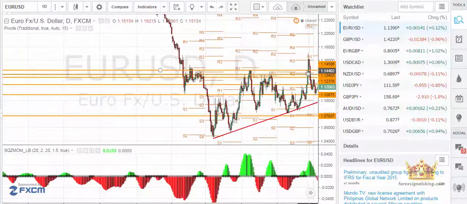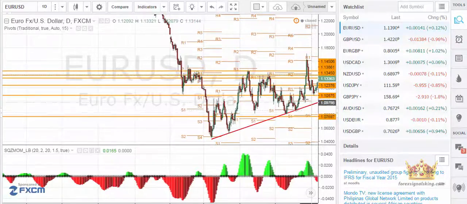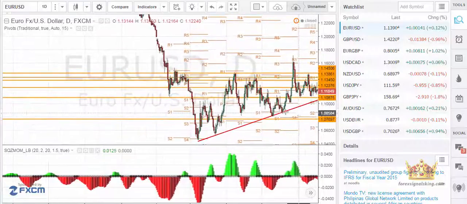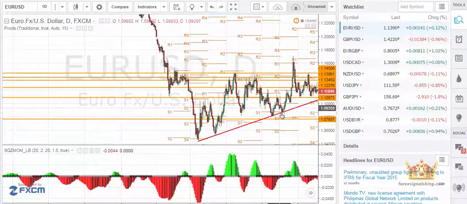Then it tried to break the 1.1450 area, but never crossed the 1.16 couple of zeros. It went all the way down and still in the direction of the upward trend. As you can see, there is a low here, there is a low here on the trend, another low, formation of another low, still on the trend.